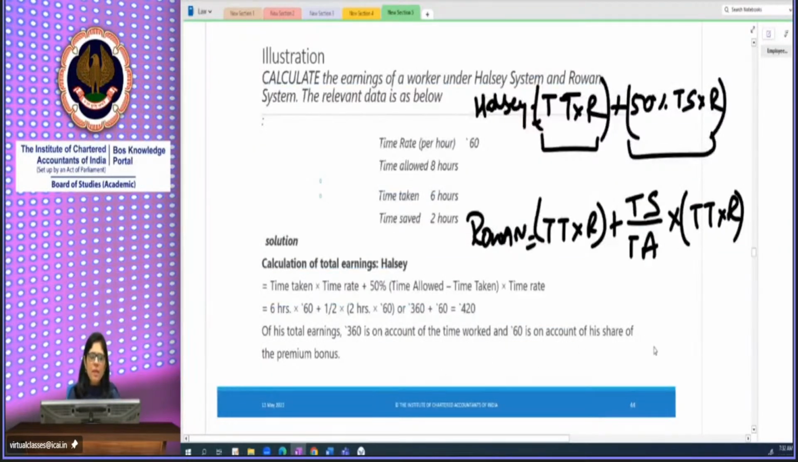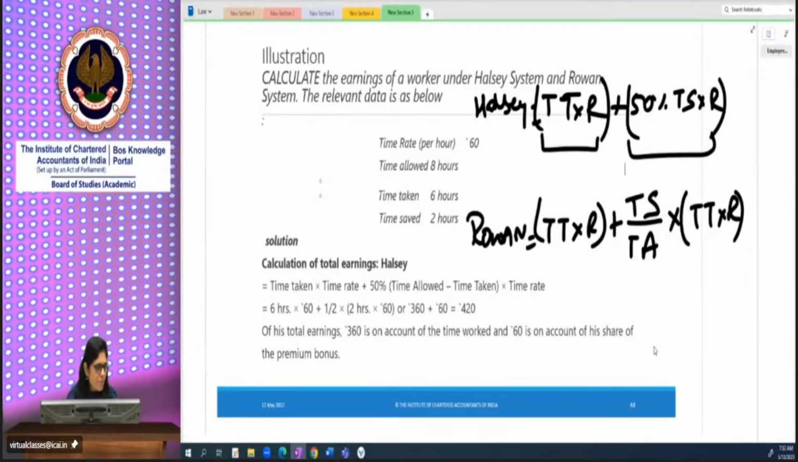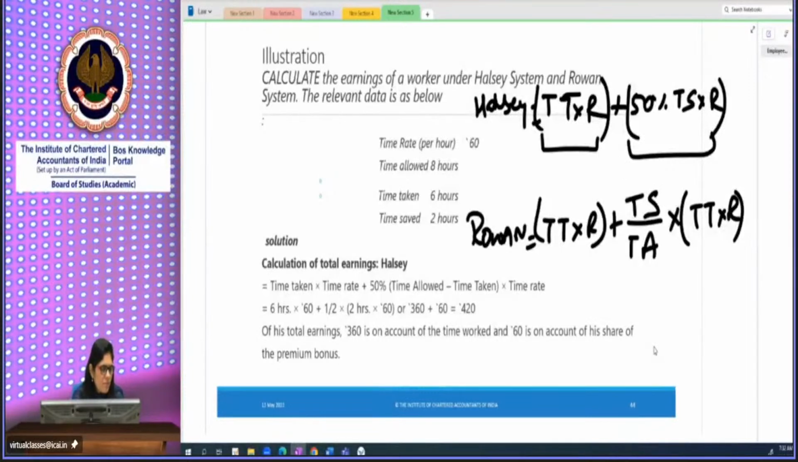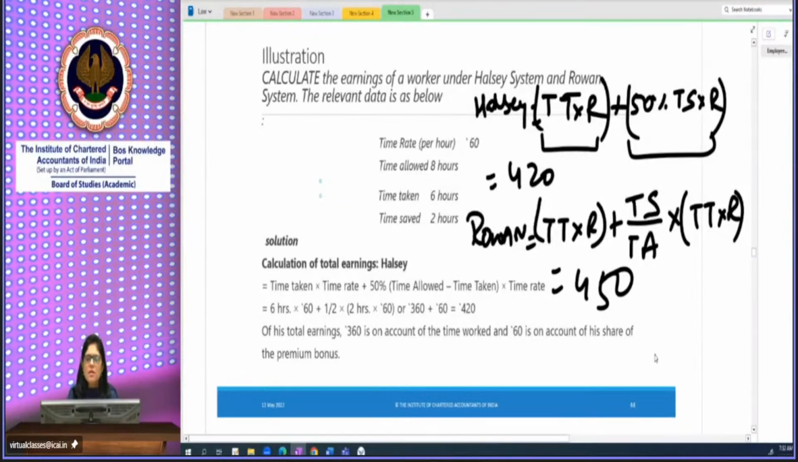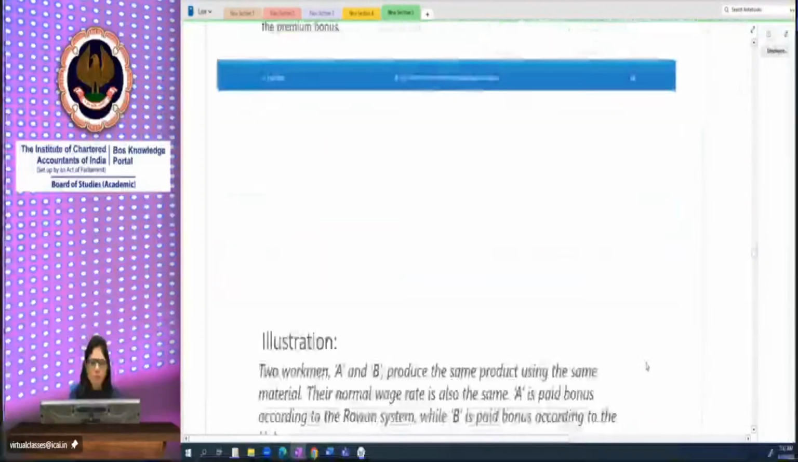Coming here, can you tell me the total under Halsey and Rowan plan? Okay, so Halsey 420. Eight hours without saving time. Just tell me the value for Halsey plan. Halsey is how much? Halsey is 420, and Rowan is 450. Clear? So this was the basic question so that you understand the concept of it.